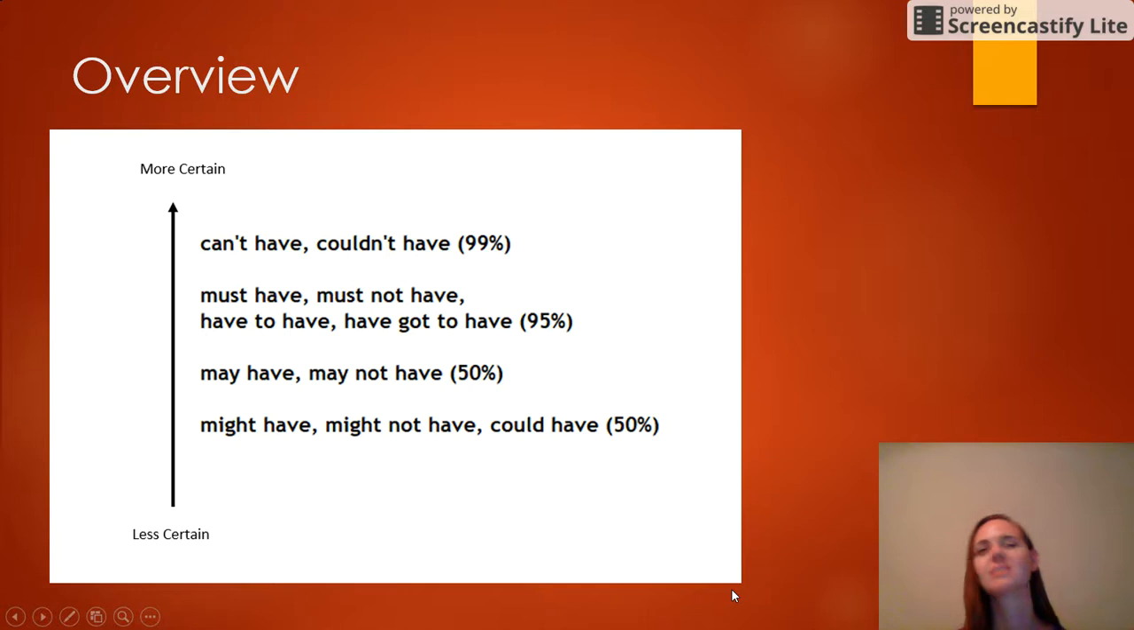You can see this should look very familiar, just like what you saw in the present and the future modals. Please pay careful attention again to the fact that my line is flipped, with the more certain at the top and the less certain at the bottom. So moving down from can't have, couldn't have, must have, has to have, may have, might have, and so on.